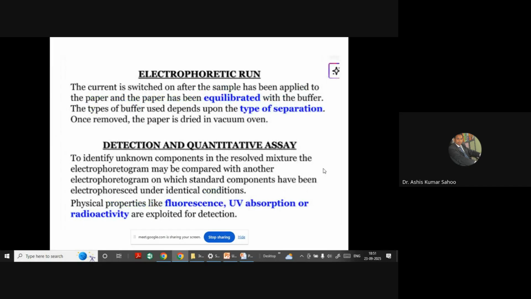For electrophoretic running, the current is switched on after the sample has been applied to the paper and the paper has been equilibrated with the buffer. The type of buffer used depends upon the type of preparation. Once the run is complete, the paper is removed and dried for detection and quantitative assay. To identify the unknown components in the mixture, physical properties like fluorescence, UV absorption, and radioactive exposure can be used.